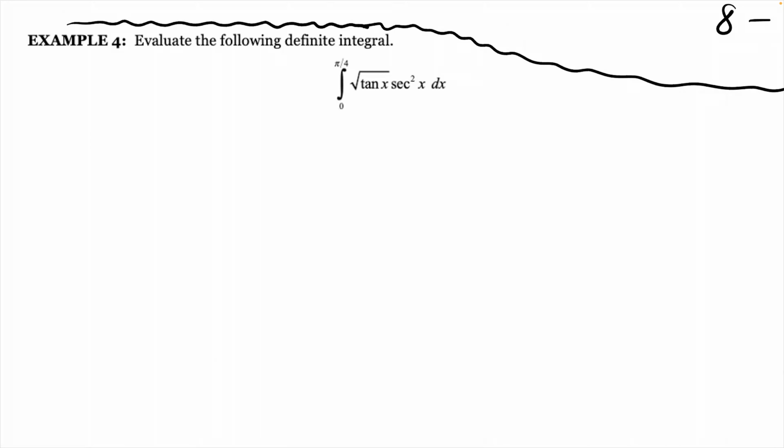Okay. If I were to take off the bounds, you guys have done this before. You did it for homework. That's not anything new that you guys haven't seen. The new part is where you plug in the numbers afterwards, right? So don't even worry about the bounds right now. First thing you would do is rewrite it. So tangent of x to the 1/2 power times secant squared of x.